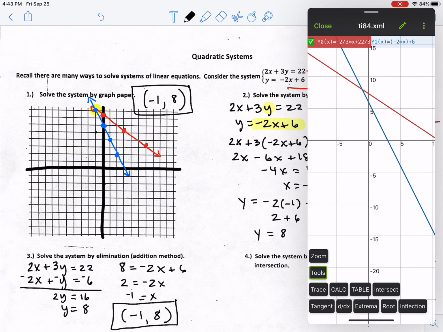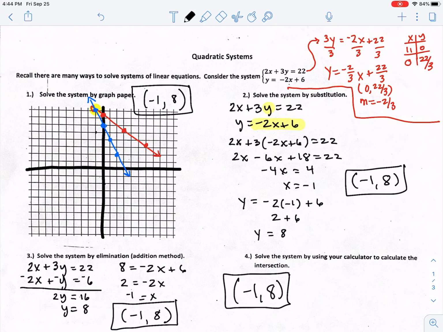And you'll notice they both intersect. So I'm going to click intersect, and for you, you would hit second trace, which is your calculate, go down to intersection, push enter, and then you're going to get your cursor somewhat close to where you think that solution is, and hit enter, enter, enter. And you should get the point negative 1, 8 as a solution. Okay?